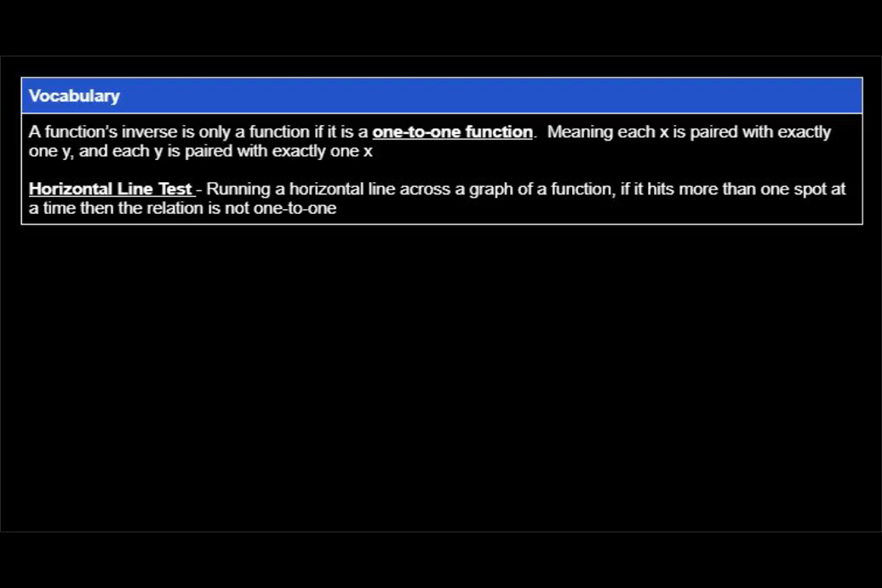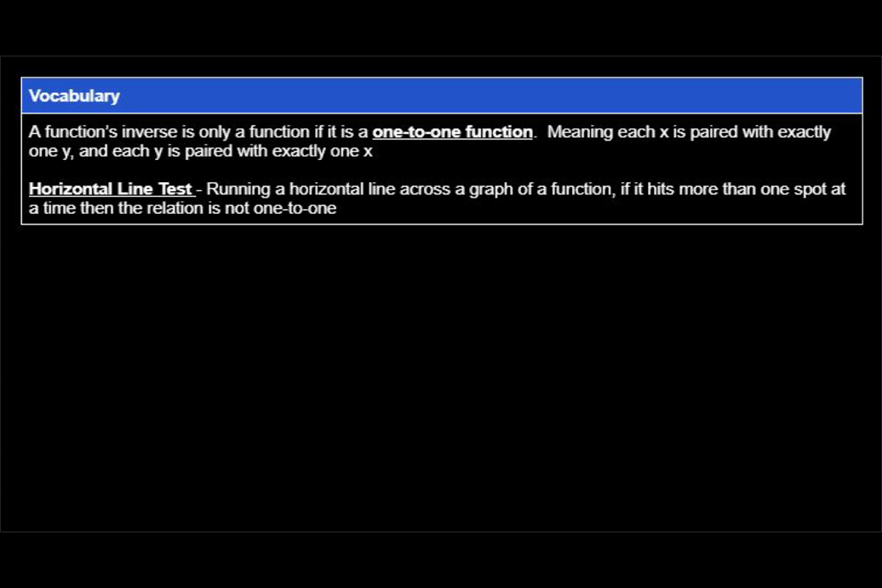Okay, so this is just some vocabulary with one-to-one functions. A one-to-one function is a function that has each x value only having a single y value, and each y value is only paired with a single x. So no repeated x values and no repeated y values.